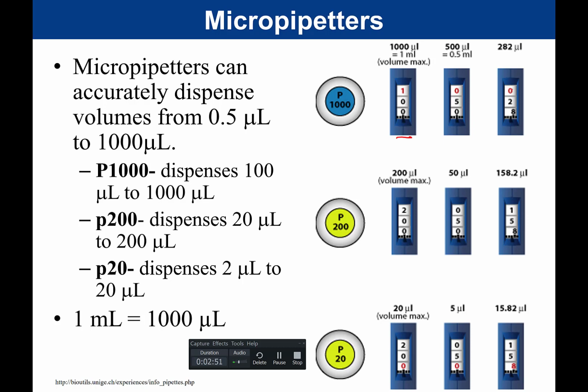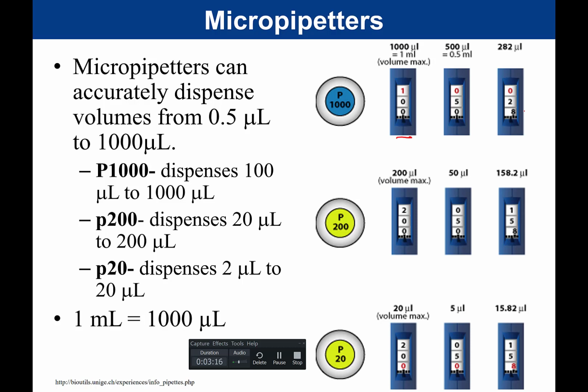If we look at the next one down, it has 0, 2, 8, and then a little dash. So 282. Each of those little lines is 2 microliters. So this pipette is set to a volume of 282 microliters. So this is how you read a pipette.